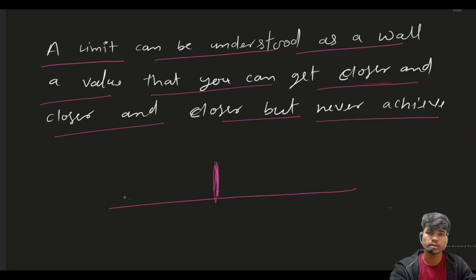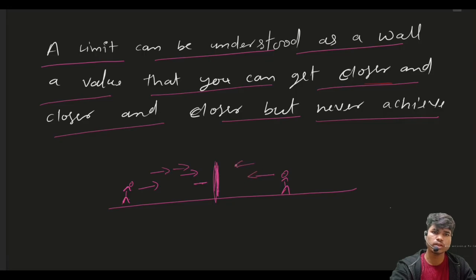Suppose there is a person on the left hand side of the wall, and this person is walking towards the wall, and this person is coming closer and closer to this wall but never collides. Suppose another person is on the right hand side of the wall, and this person is walking towards the wall and coming closer and closer to this wall but never collides.